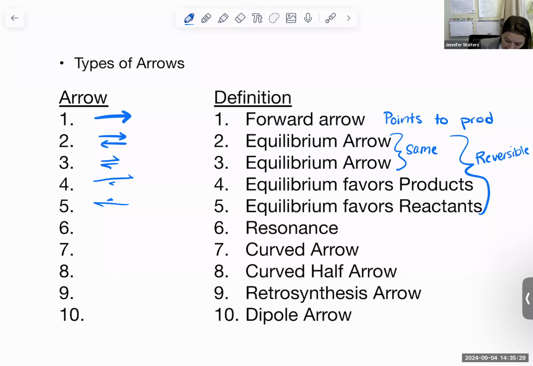Resonance is our double-headed arrow. It's where you have the two heads on either side. That is showing that movement of electrons through unhybridized p orbitals. It is showing that each structure doesn't exist in reality. The reality is the average of all those structures. Our curved arrow will show the movement of electrons, specifically the movement of 2 electrons if it has a full arrowhead.